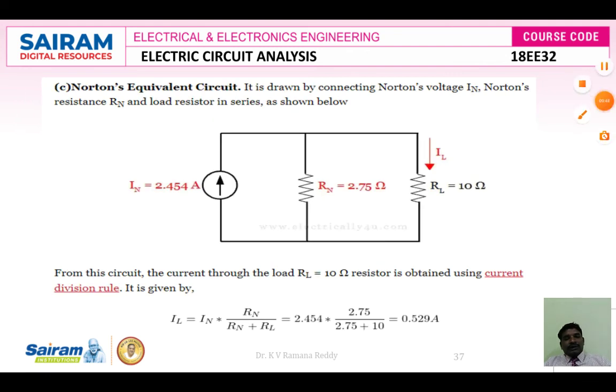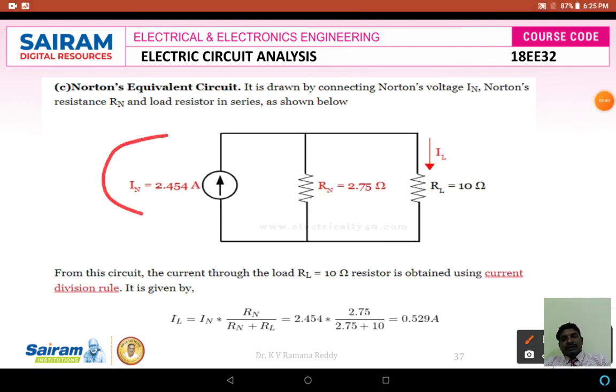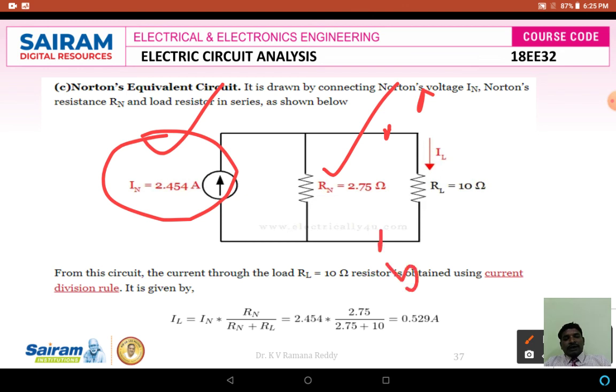If the Rn value is equal to 2.75 ohms, then recall the Norton's equivalent circuit. The Norton's equivalent circuit consists of a Norton's current source, whose value we just calculated and is equal to 2.454 amperes, and a Norton's resistance Rn whose value is equal to 2.75 ohms, which is connected across the terminals AB, and the terminals AB are now connected to the load resistance of 10 ohms according to the given problem.